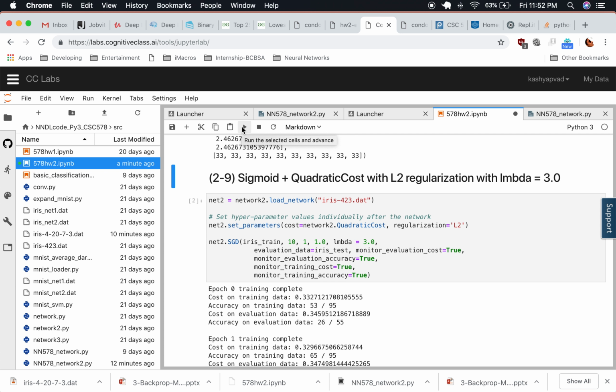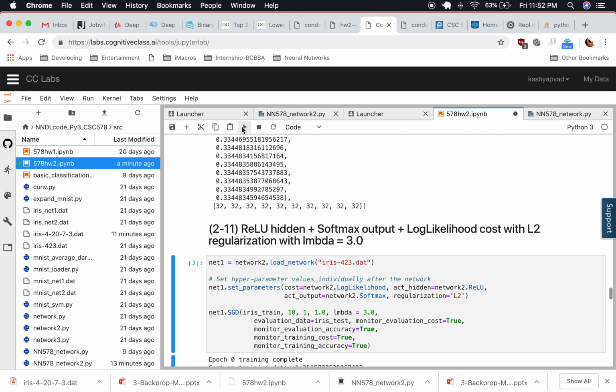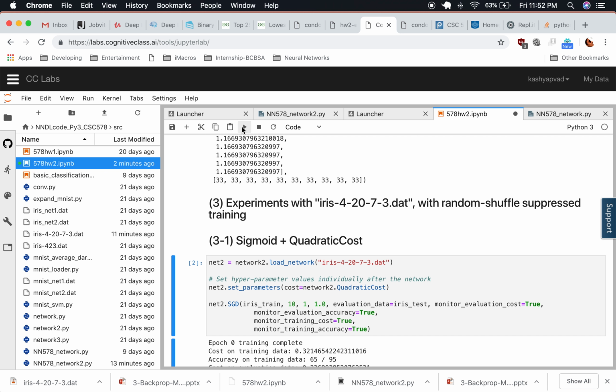And now this is using sigmoid with quadratic cost and L2 regularization with a lambda value of 3. Then this is using L1 regularization with lambda 3. Using L2 regularization again with lambda 3 and ReLU hidden and softmax output. Using sigmoid and quadratic cost function, and using this iris 42073 network instead of the iris network we used before.